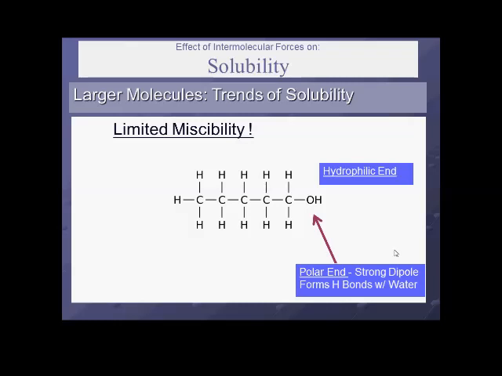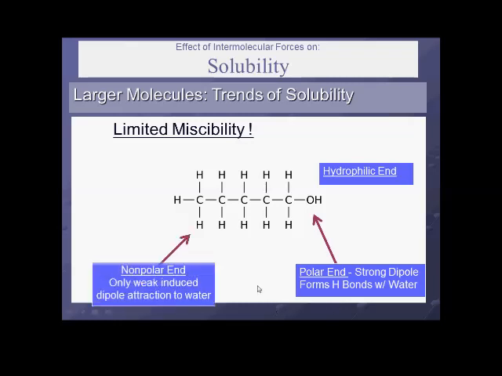Well, that end of it is going to be attracted to my water molecules. It will actually hydrogen bond with the molecules. So we call that the hydrophilic end, or water-loving end, like Philadelphia, the city of brotherly love. Well, hydrophilic, loving of water.